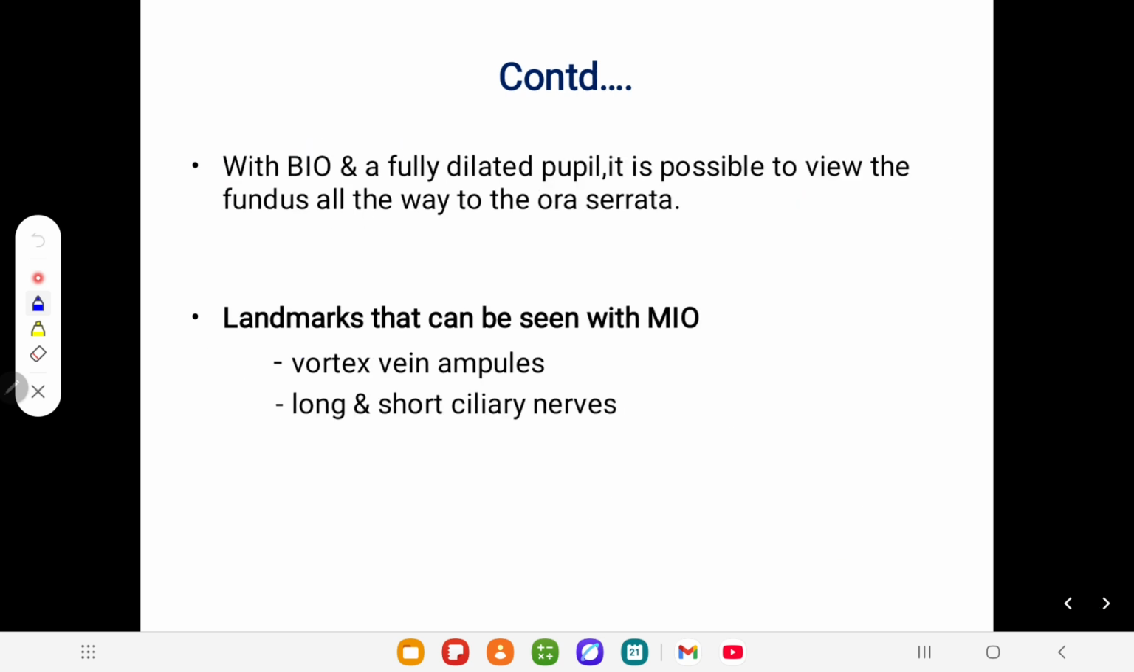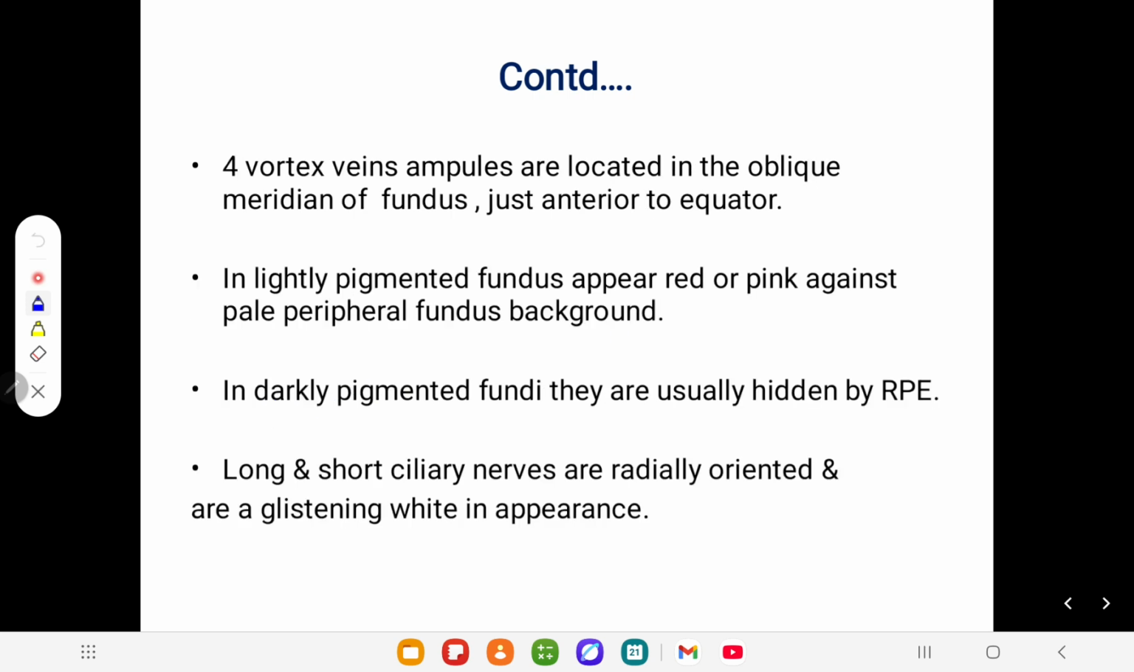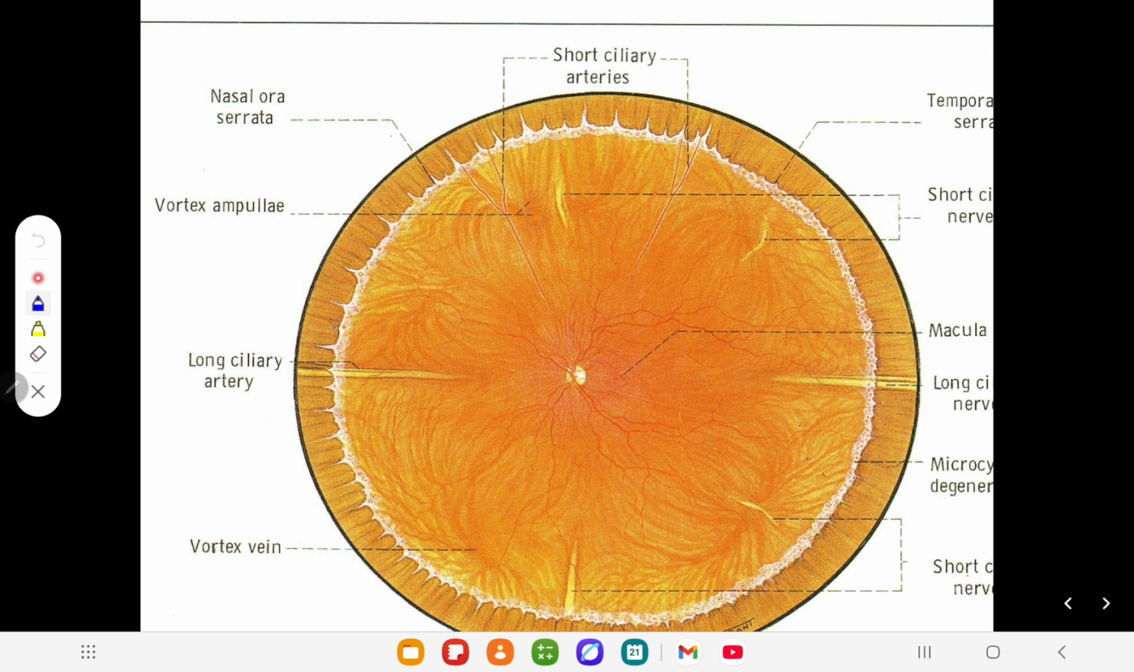With binocular indirect ophthalmoscopy or a fully dilated pupil, it is possible to view the fundus all the way to the ora serrata. That's a very important point. So the landmarks that can be seen in indirect ophthalmoscopy are vortex vein ampullae and long and short ciliary nerves. Basically, there are four vortex veins. This is short ciliary arteries, nasal ora serrata, temporal ora serrata. We have to discuss this in another presentation in anatomy.